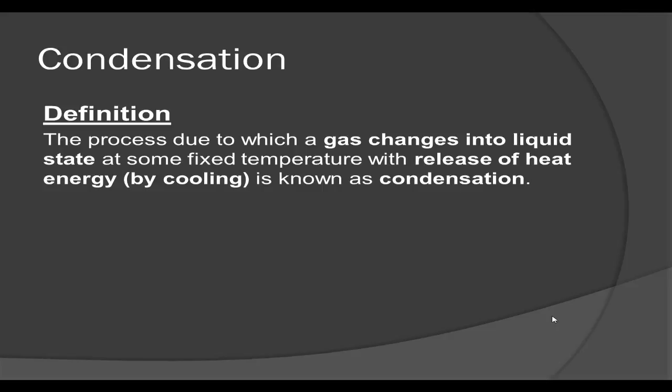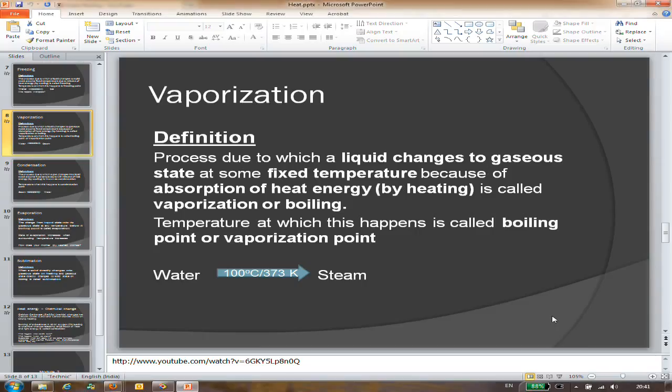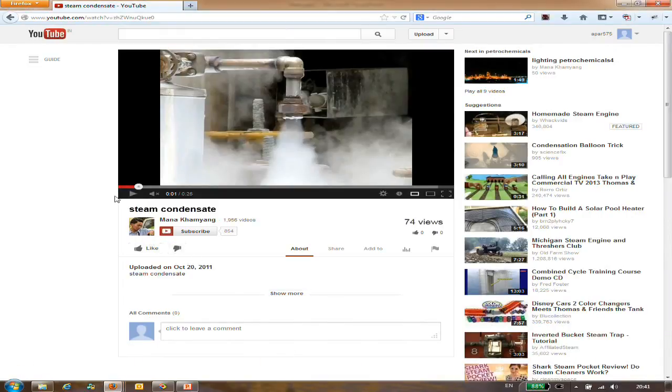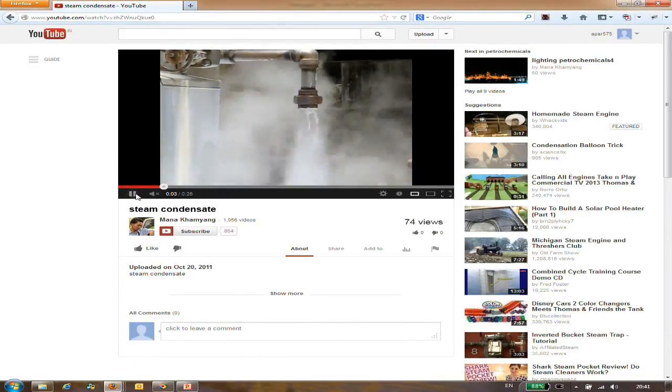I already spoke about condensation, didn't I? When I explained fusion, you saw those small water droplets sticking onto the cold glass surface when the melting was going on, and I told you that is condensation. I want to show you another video of condensation right here. Now, what is going on here is that this pipe is connected to what is called a boiler. I don't know whether you've heard the term boiler. A boiler is nothing but something which can produce steam.